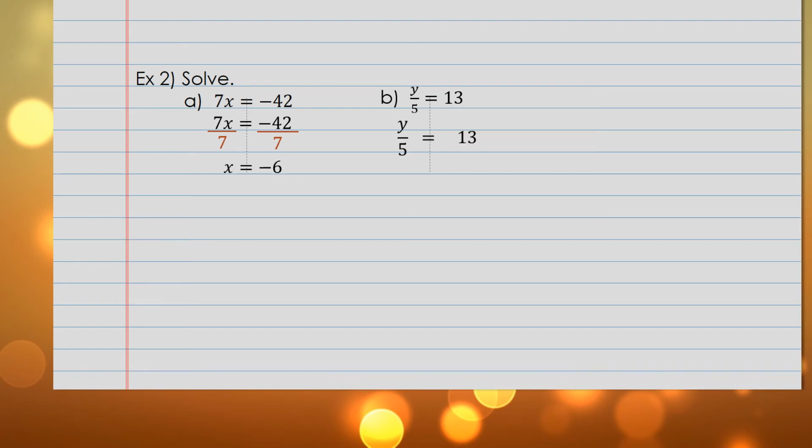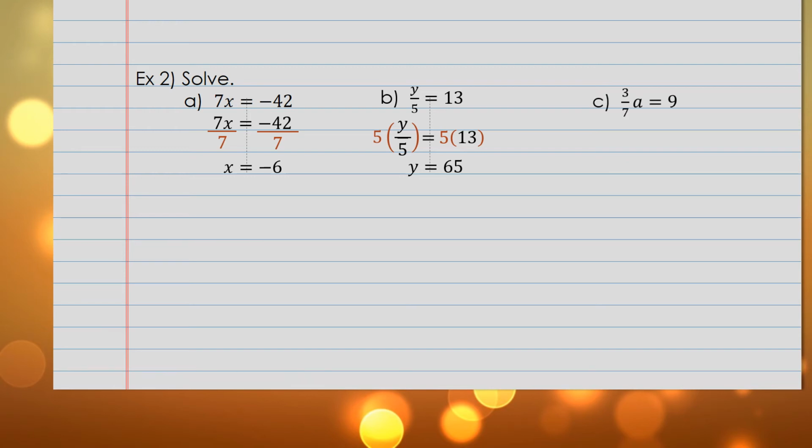Now notice, what is happening between the y and the 5? Well, we can read that as y divided by 5, but what is the opposite operation of division? Well, that would be multiplication. So we are going to undo that by multiplying the left side of the equation by 5, as long as you multiply the right side of the equation by 5. Because we undid the operation on the left side, it does reduce to give you y. And on the right side, 5 times 13 gives you 65.